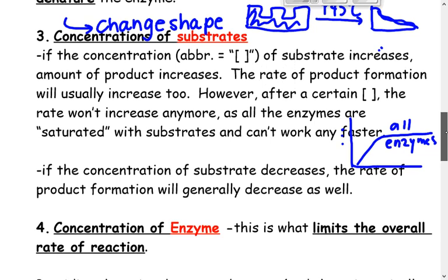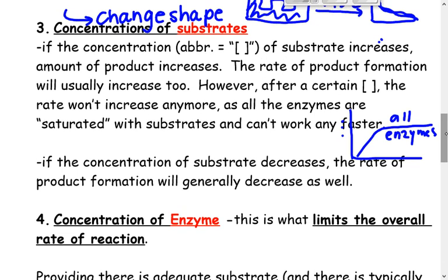Other things that affect enzyme activity include the concentration of the substrates. Those square brackets mean concentration in science. If it increases, the rate of product formation will usually increase. However, after a certain concentration, the rate's not going to increase anymore, as all the enzymes are saturated with substrate and can't work any faster. It's kind of like being at Superstore on a Saturday morning. If they only have one cashier open and then they open more cashiers, that'll increase the rate. But at some point, all the cashiers are open, working as fast as they can, so you still need to wait in line.